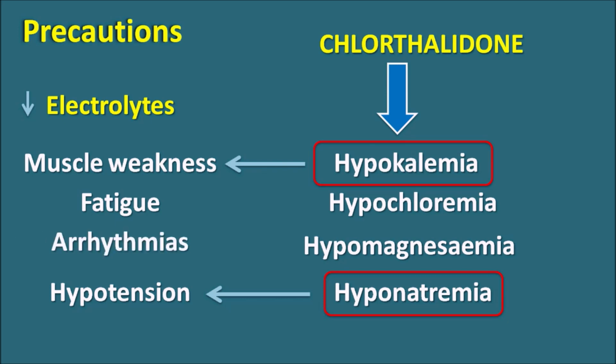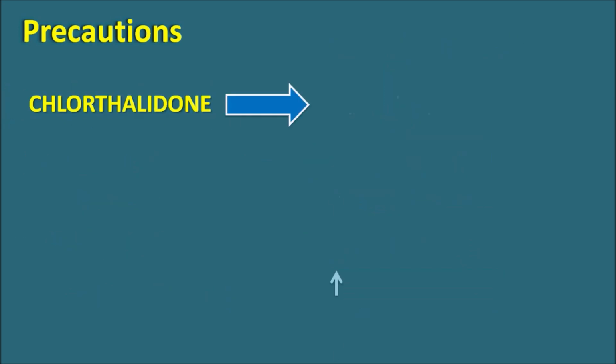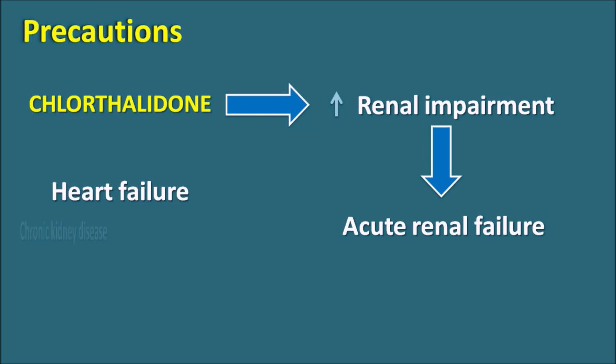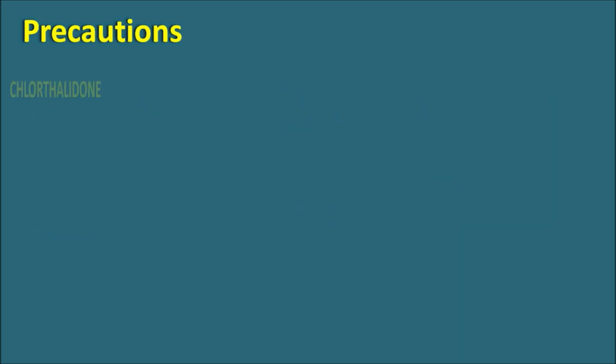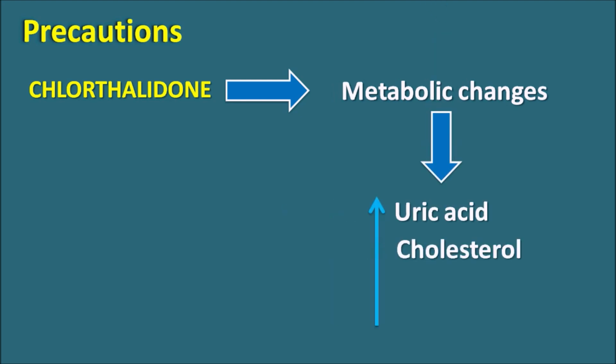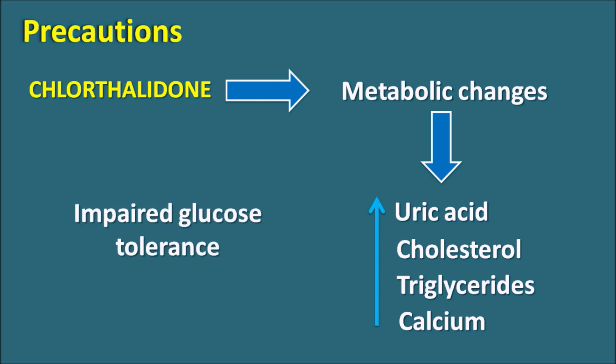And this drug can also impair the renal function such that it can produce acute renal failure. And particularly this can be more pronounced in patients who have heart failure or chronic kidney disease. In such conditions, this drug may increase the acute renal failure. And finally, chlorthalidone can also produce a few metabolic changes. It can increase the uric acid levels, cholesterol levels, triglyceride levels, and even the calcium levels. All this should be carefully monitored, and it can also impair the glucose tolerance.